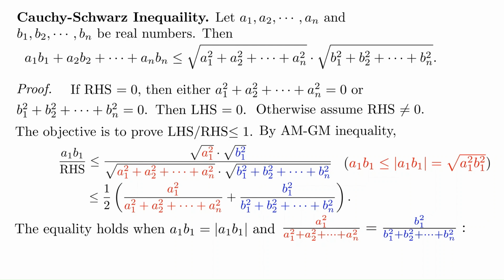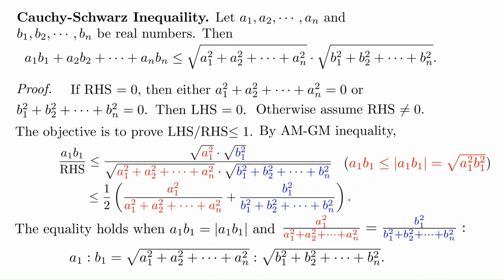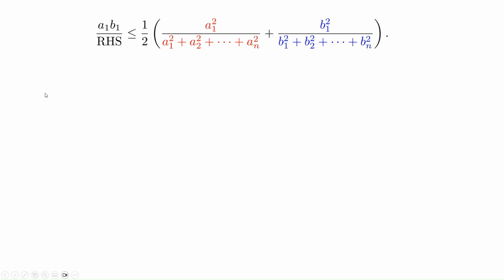The equality holds when a1b1 equals the absolute value of a1b1 and the red expression equals the blue expression. We can simplify the two conditions. Taking the square root of the second condition, a1b1 equals positive or negative the ratio of these two expressions. However, we know from the first condition that a1b1 cannot be negative. This is what we just proved.